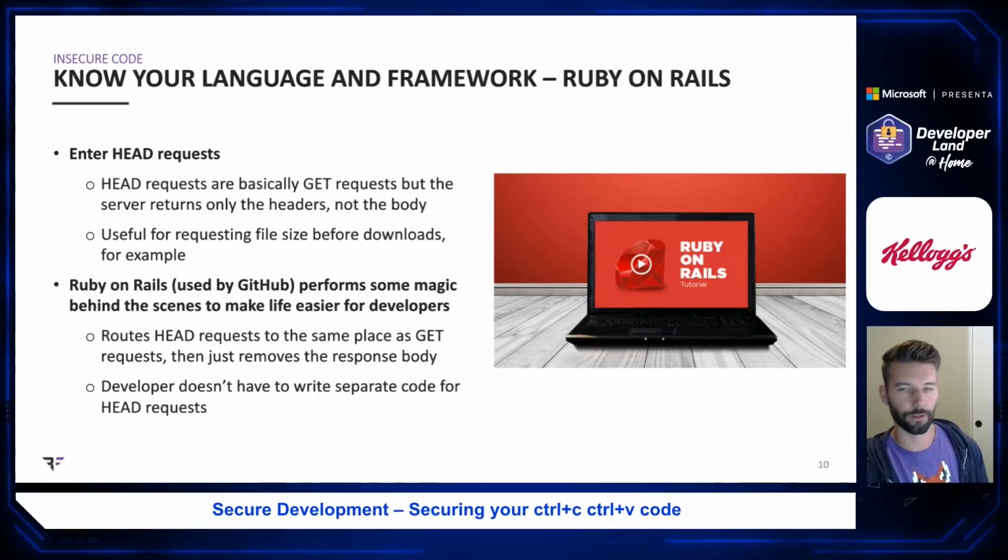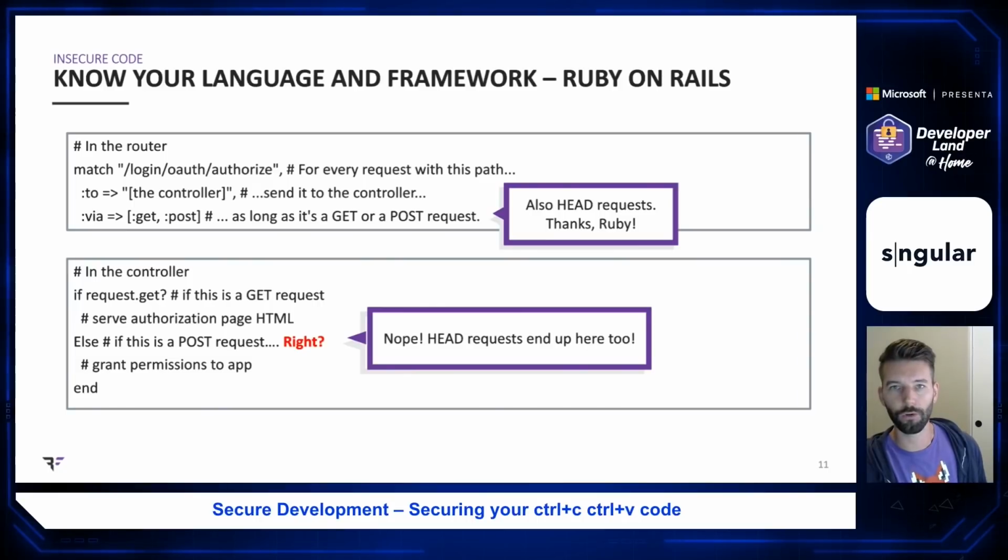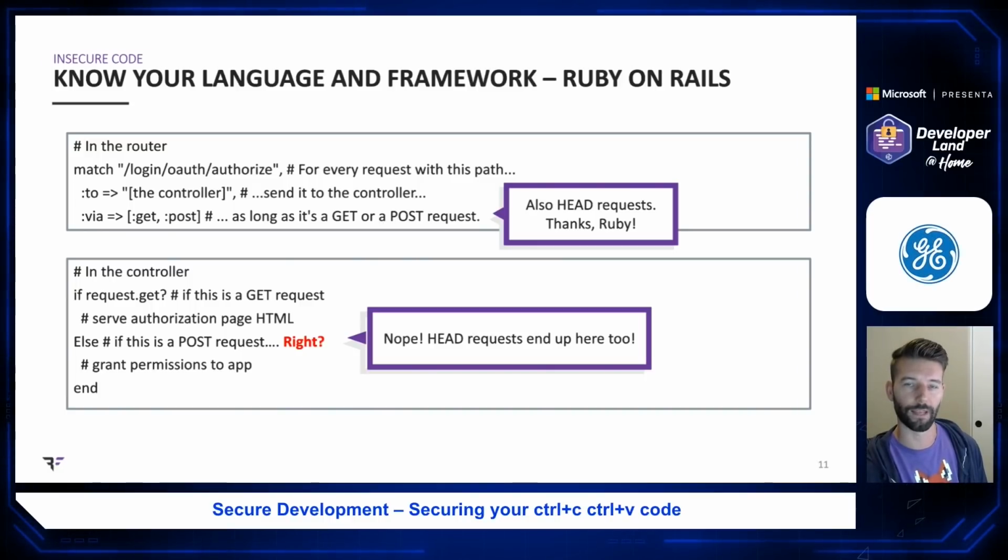And you can probably already see where this is going, because now if we look at that code again, the developer thought that it would only ever deal with GET requests and POST requests, but because of the way that Rails deals with HEAD requests, those actually also end up in that piece of code. So now we have GET requests, POST requests, and HEAD requests. It checks if the request is a GET request, do one thing, and else do another thing. Well, a HEAD request is not a GET request, so that's going to fail, and it's going to go into the else statement, and it's going to grant permission to the app, even though the user never actually specified that they wanted to do that.